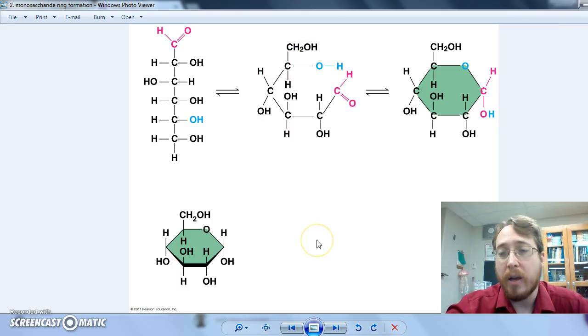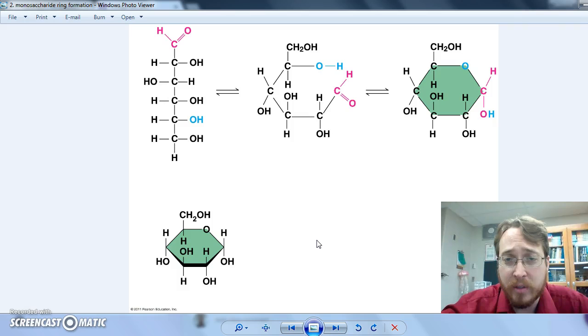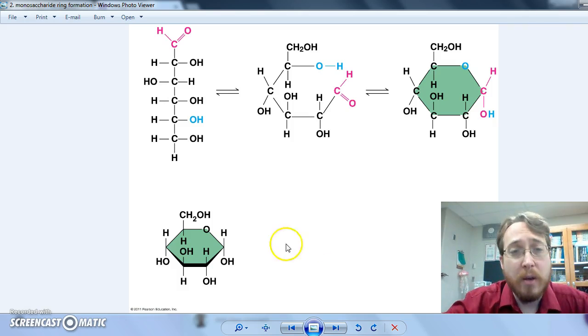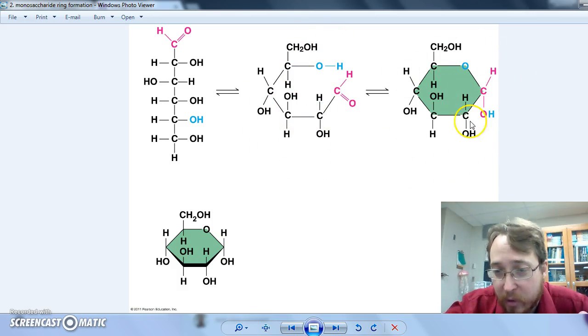a process called isomerization. And that comes from the root word isomer, which means equal sharing. And the idea behind the word isomerization is that these are all the same atoms that are in a different shape. And that's all there is to it. So we have one isomer, the linear form here. It undergoes isomerization, and it becomes another isomer, the ringed form here.